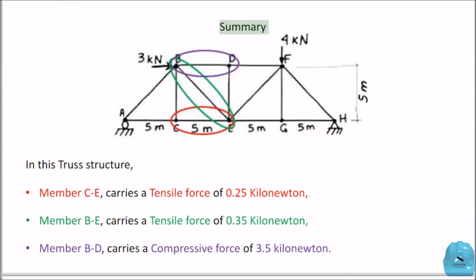Summary. In this truss structure, member CE carries a tensile force of 0.25 kilonewton. Member BE carries a tensile force of 0.35 kilonewton. Member BD carries a compressive force of 3.5 kilonewton.